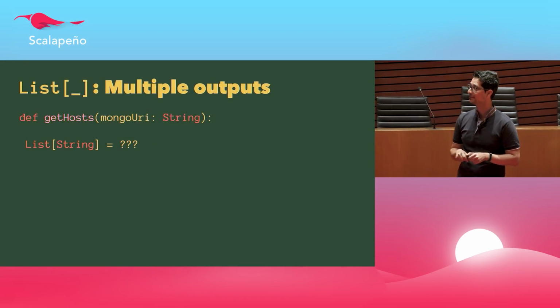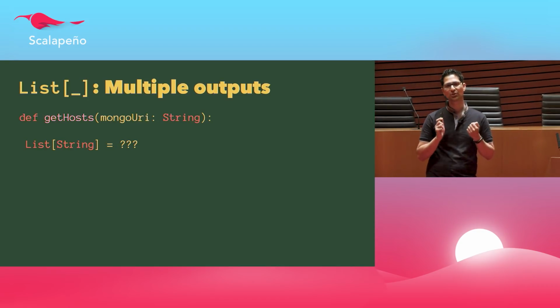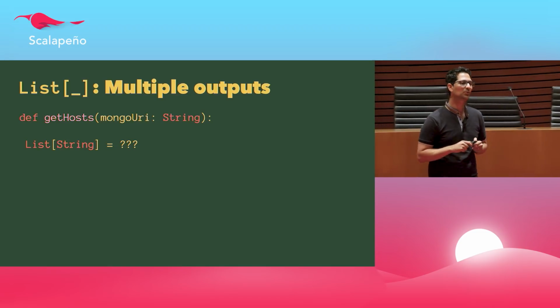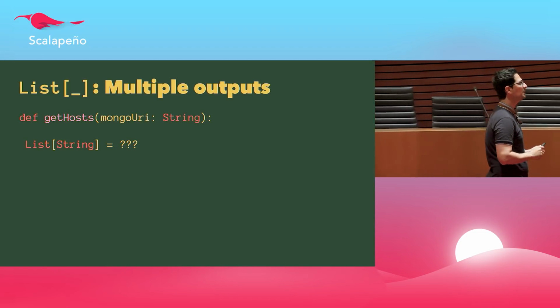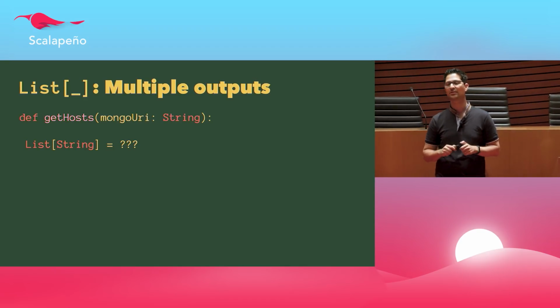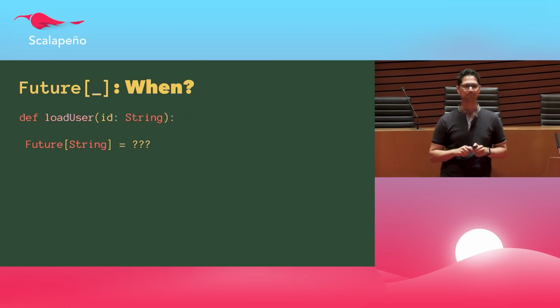We have a list, and list is a little bit different. It's talking more about the shape of the output. When you read this function, it will tell you might have multiple output values. It's a little bit different than before. We don't talk about errors. We talk about the shape of the output values.